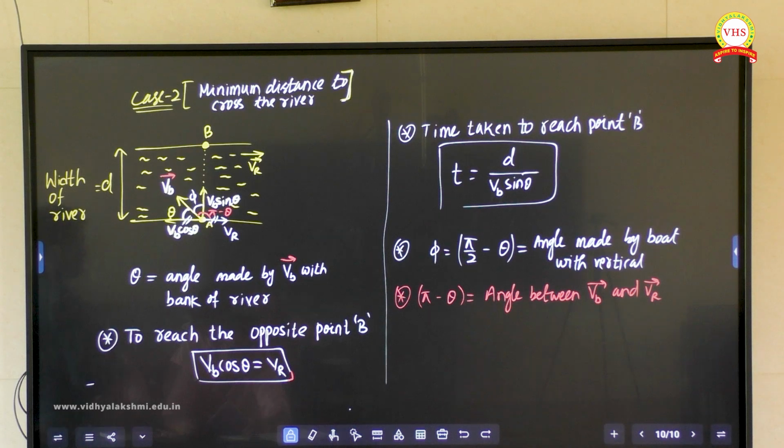What is VB? What is VB? Boat velocity, right? VR is? River velocity means the water current moving with what velocity? That is the VR vector.